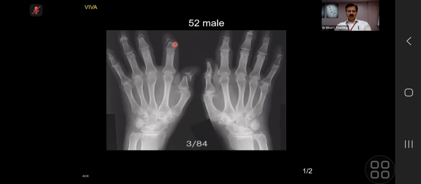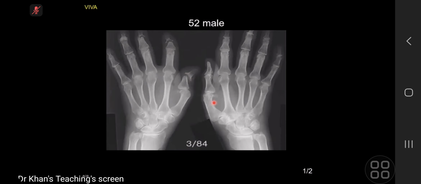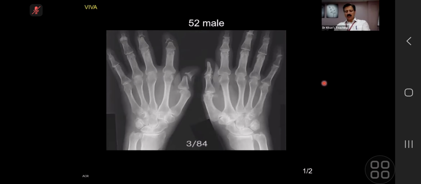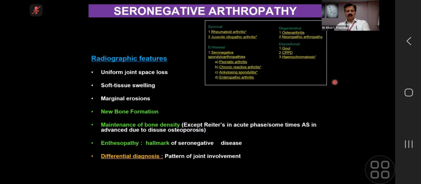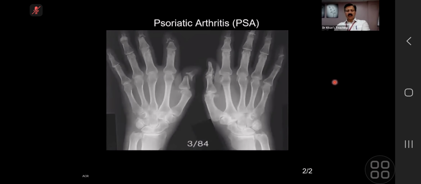Now, if you look carefully, you can see these erosions which are practically involving the whole of the articular surface. Look at this one, the pencil and cup type of deformity. And so the distal joints are involved. And so this is psoriasis. And we will take a break now, and it's going to be a 5-minute break. Thank you very much, candidate 2.